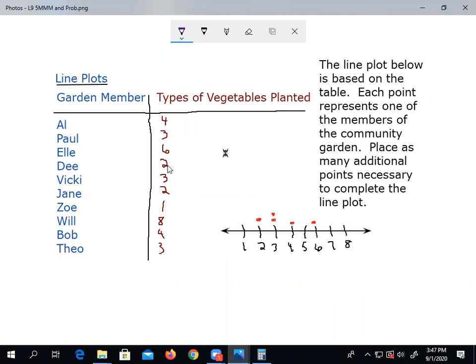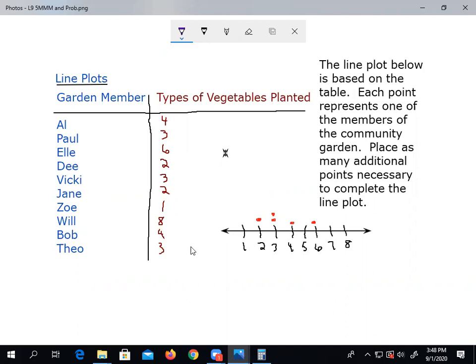So notice how if we plot this data out, 4 would go here, the 3 would go here, the 6 would go here, the 2 here, the 3 there. So what you've got to kind of pick up on is what's missing on the line plot.